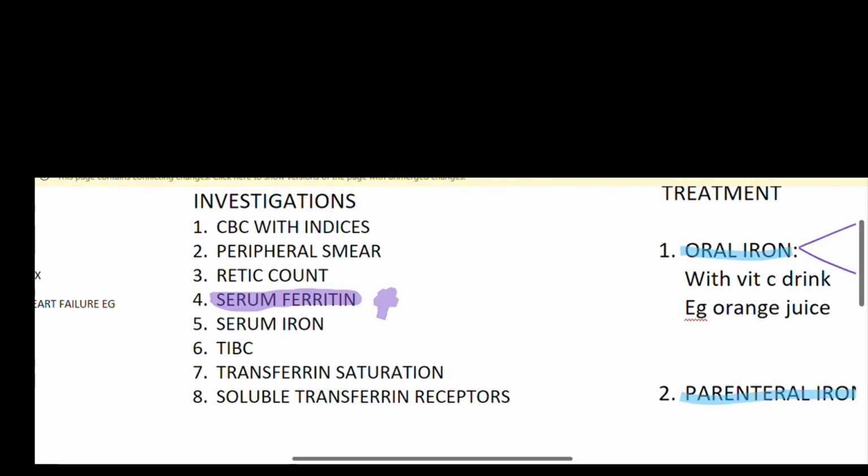And the retic count is normal or slightly elevated. It usually indicates bone marrow function. So the main, confirmatory investigation among these is serum ferritin. What it actually indicates is the storage in bone marrow. When serum ferritin is less than 10, we label it as iron deficiency anemia.